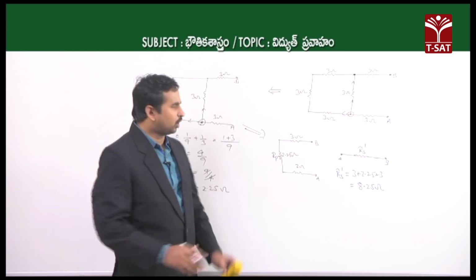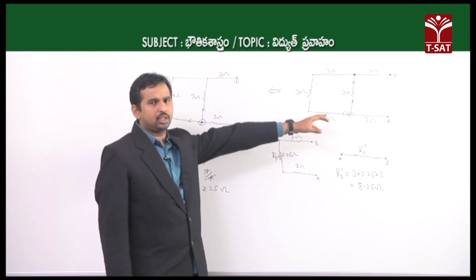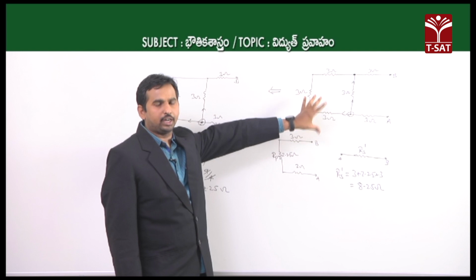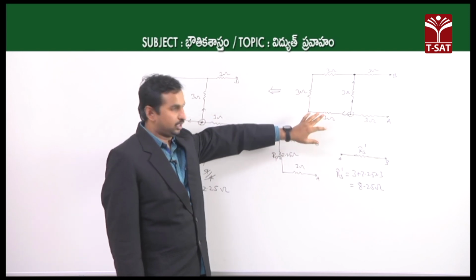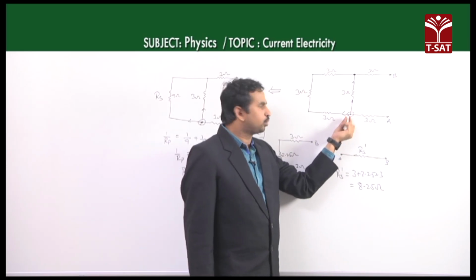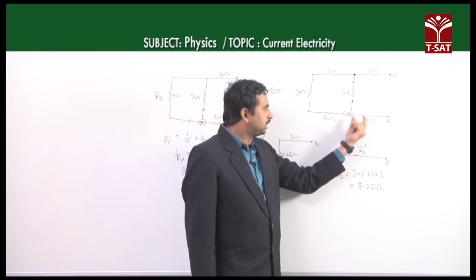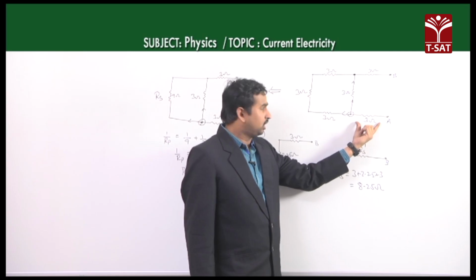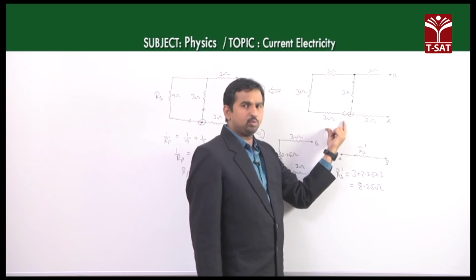So, what we have done here is take a circuit where we want to find the equivalent resistance between A and B. Whenever we take a junction point, the current passes through and divides between 3 ohms and 3 ohms.